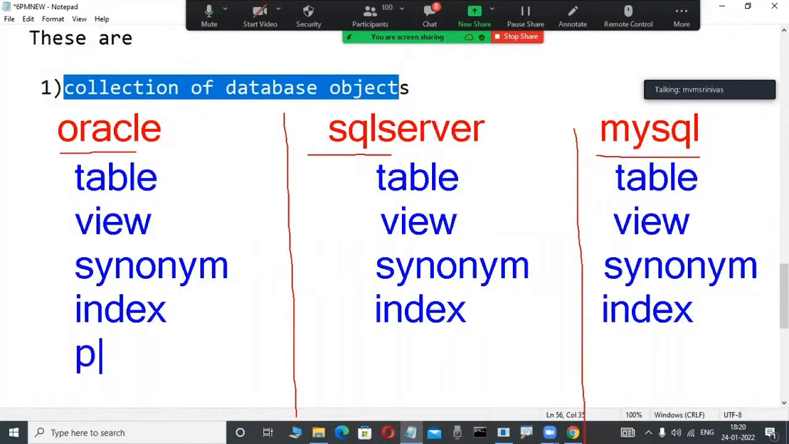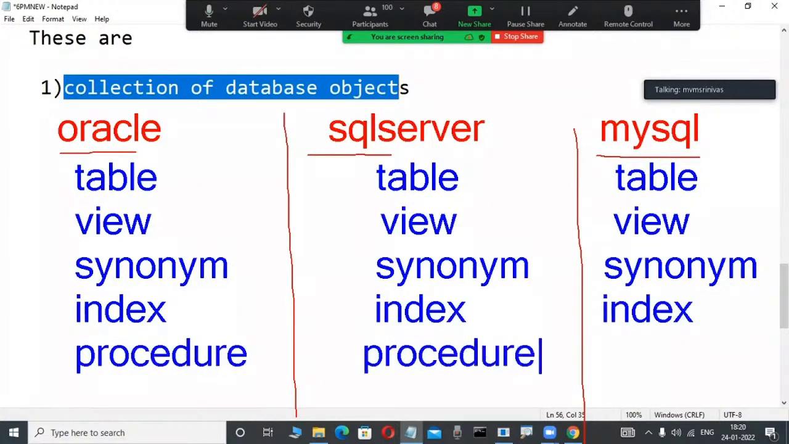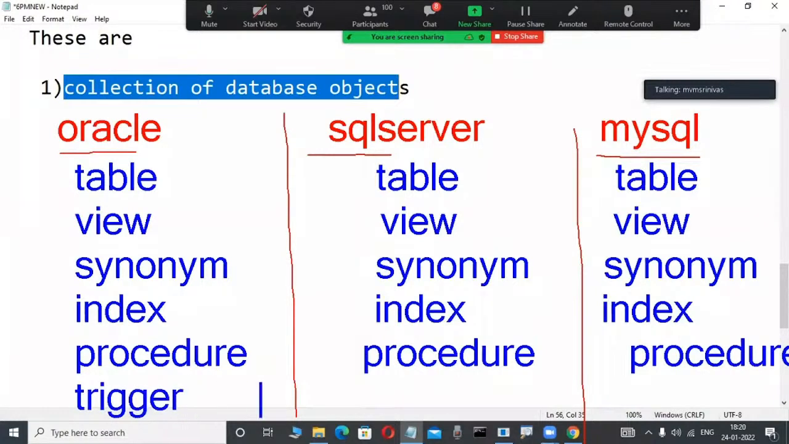Now here a procedure is there. Okay, fine. Here also procedure is available. Here trigger is there. Okay, that is a database object. Here also trigger is there. That's why relational data model products contain three components. The first component is what? Collection of objects. Objects means your table, views, procedures, functions, triggers, packages, so many things are there.